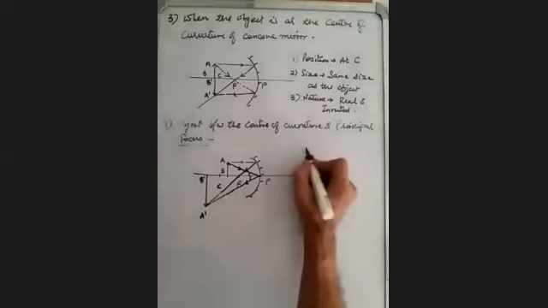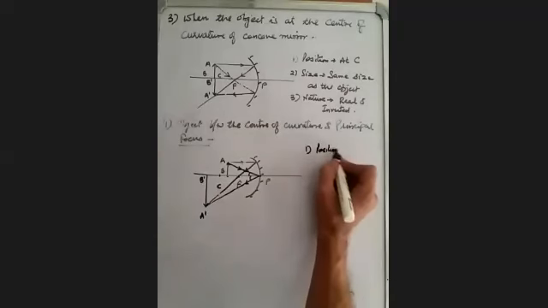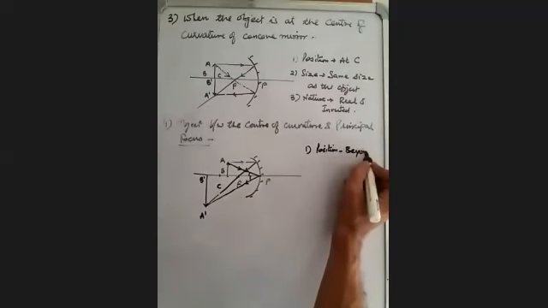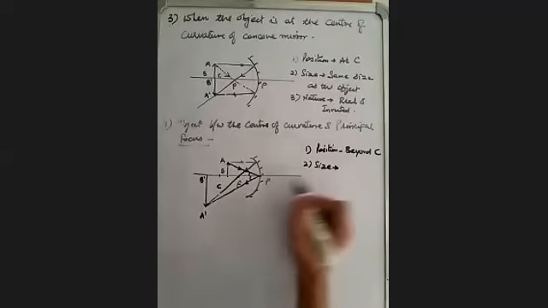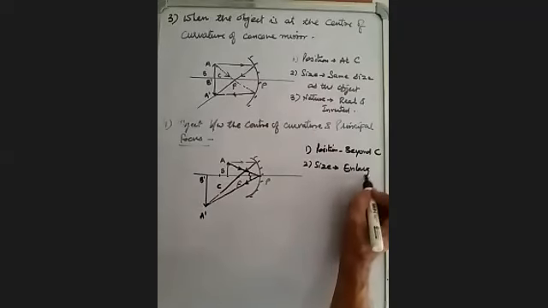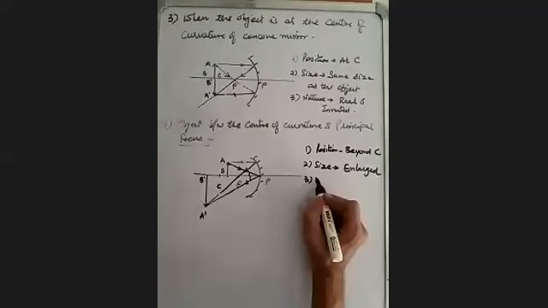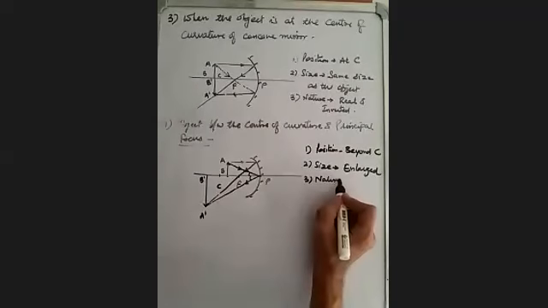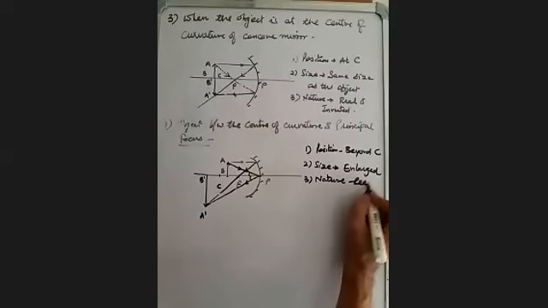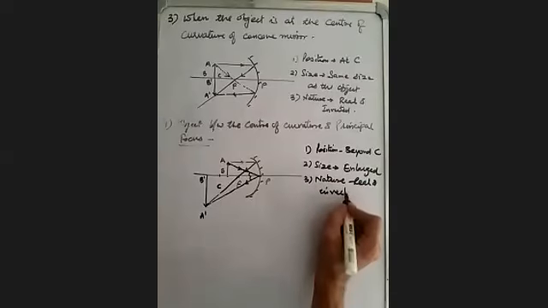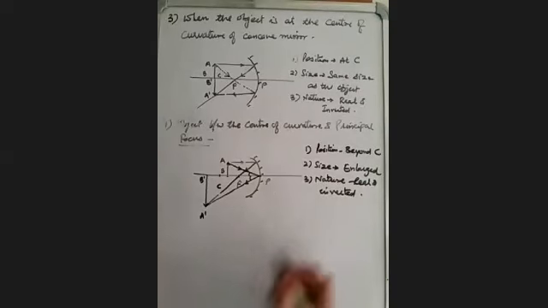So we can conclude from it that the position is beyond the center of curvature. Size is enlarged. And third, the nature of the image is real and inverted. Okay. Now, after this, we can consider another case where the object is placed at the principal focus.